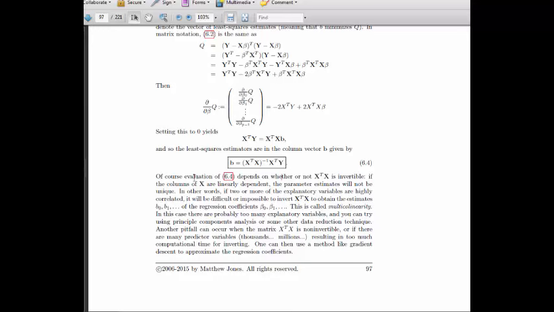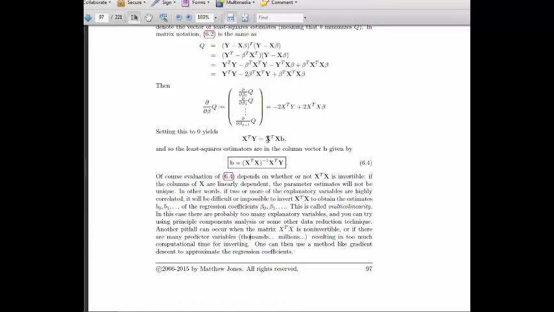I'll let you think about this, but of course the evaluation of this depends on whether or not X transpose X is actually invertible. If the columns of X are linearly dependent, then the parameter estimates will not be unique, and we can run into some problems there, which we'll address later on when we talk about multicollinearity and also when we talk about principal components.